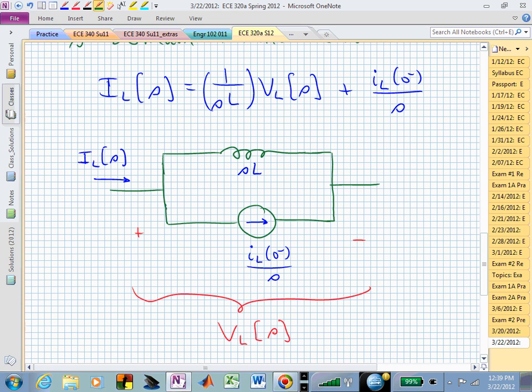And you can see, I hope, here with KCL at this leftmost node, you have the current in, which is I sub L, equaling the current out, and the current through the top branch is just the inductor's voltage divided by SL, and the current flowing in the bottom branch is the I sub L of 0 over S.